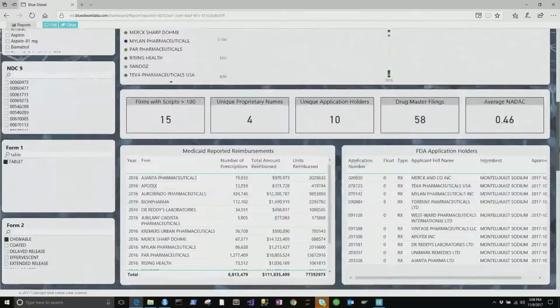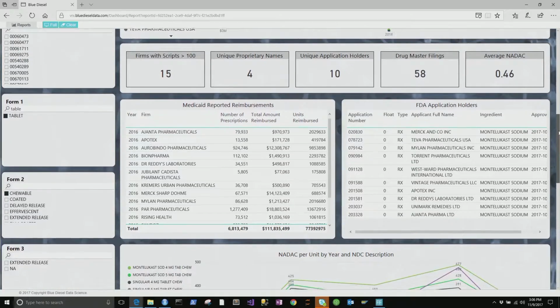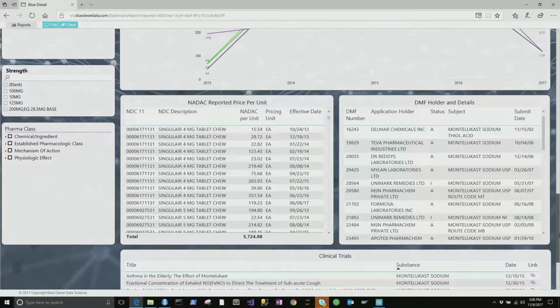If you go down further, you can see that there's Medicaid reported reimbursements in a table, so you can see dollar numbers. Application holders, all the people that have applications for that particular drug molecule. The national drug acquisition cost over time, and you can see that it goes up and down. The national drug acquisition cost per unit, drug master filings.